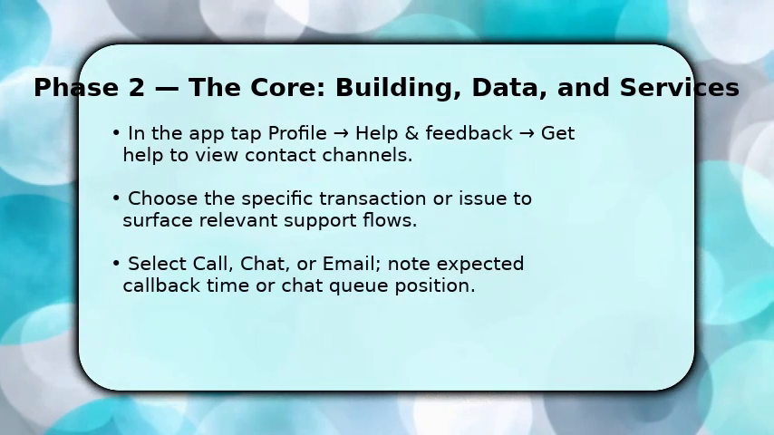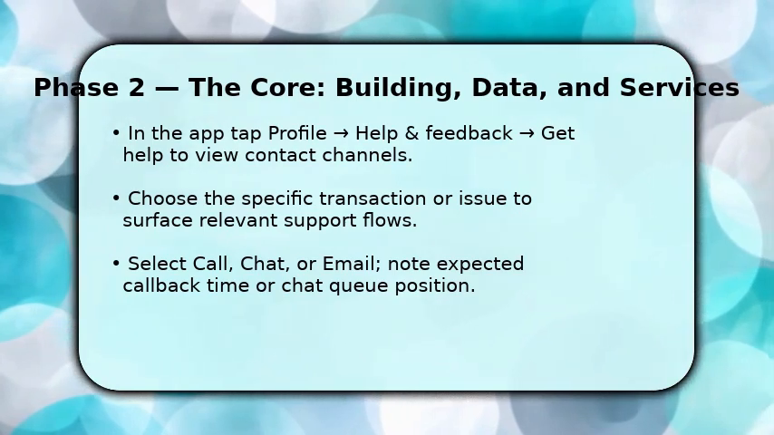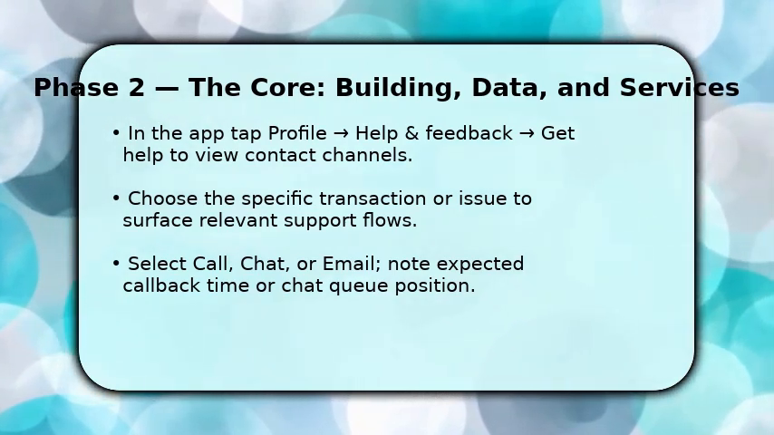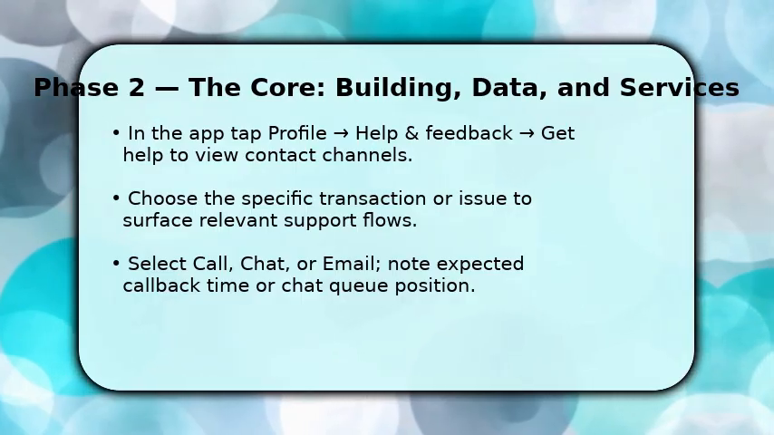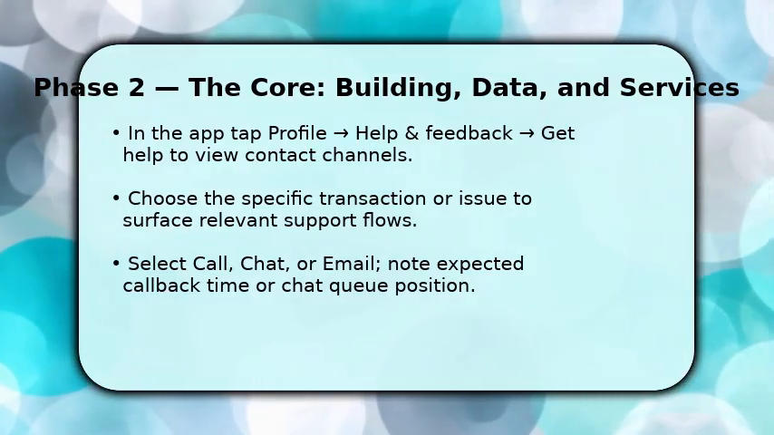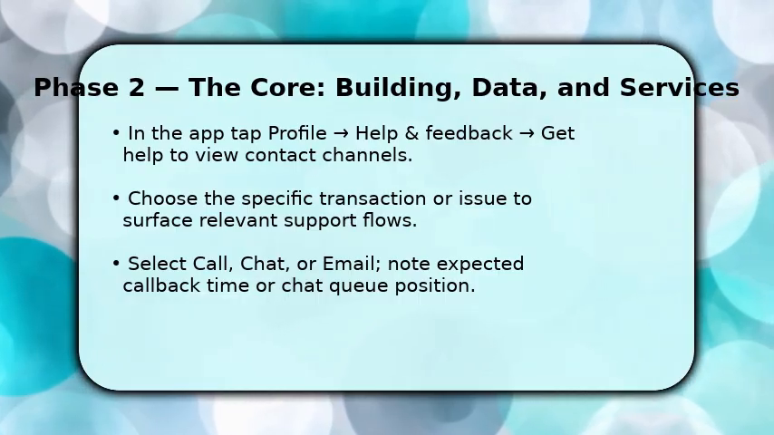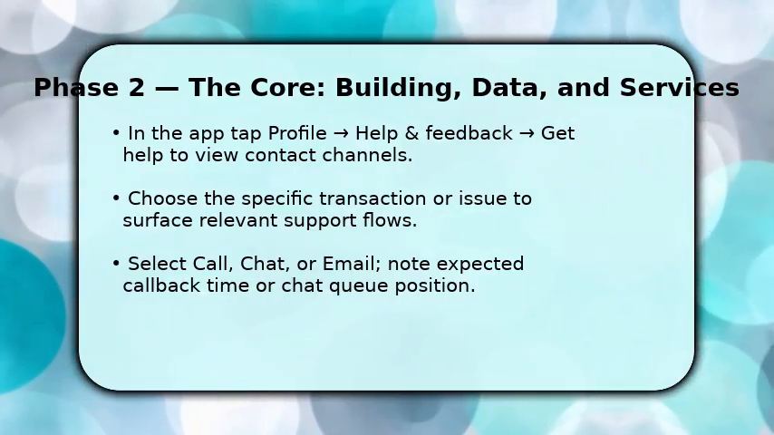You then tap Profile, choose Help and Feedback, and pick Get Help to see the available channels. This targets support for your exact issue. Once you select the transaction or problem, the system narrows options and shows call, chat, or email. Pick the fastest for urgent issues.